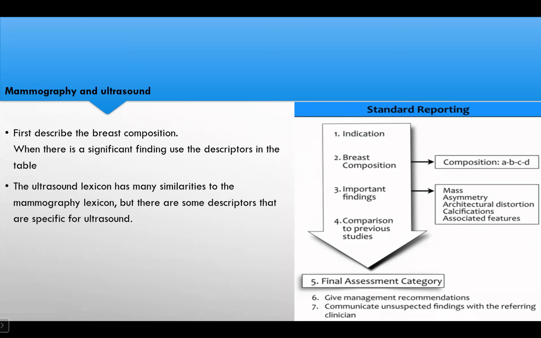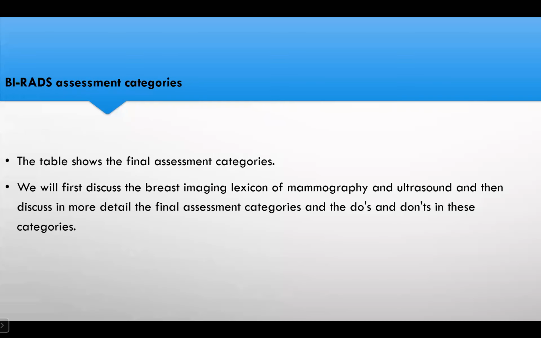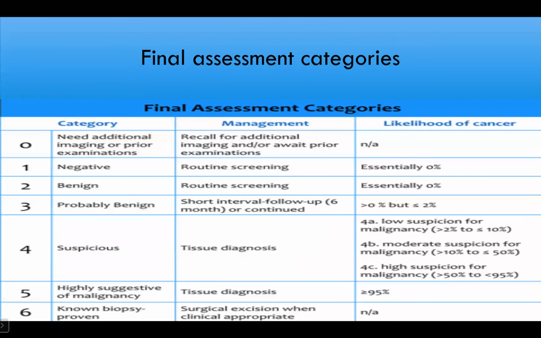The ultrasound lexicon has many similarities to the mammography lexicon, but there are some descriptors that are specific to ultrasound. The table is showing both the mammographic lexicon and the ultrasound lexicon. I will discuss them in more detail. This is the table showing the final assessment categories. It gives the category, the typical management for each, and then the likelihood of cancer for each category.